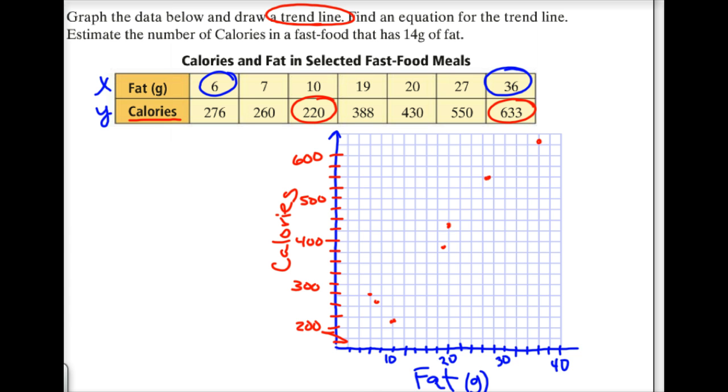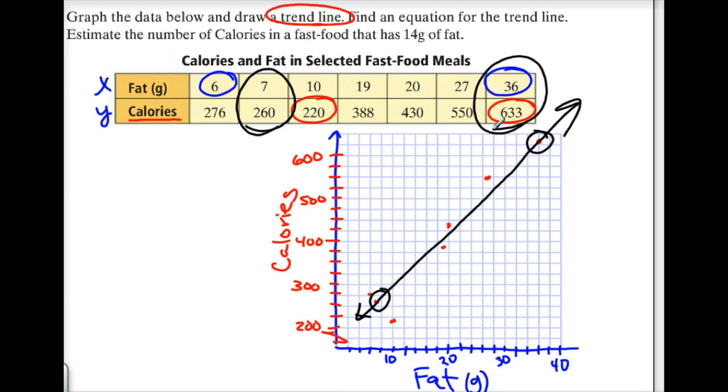Calibration was off a little bit, but I'm going to go through that point and that point. And you do want to use a ruler or a straight edge, okay? Now as I look at this point right here, that point is at 7, 260, and this point was at 36, 633. So we're going to use those points in order to come up with our slope.